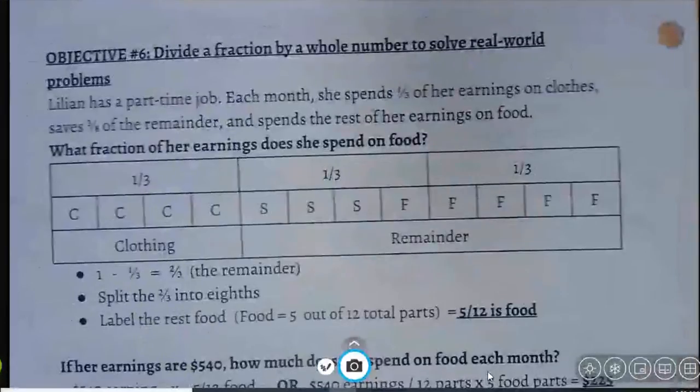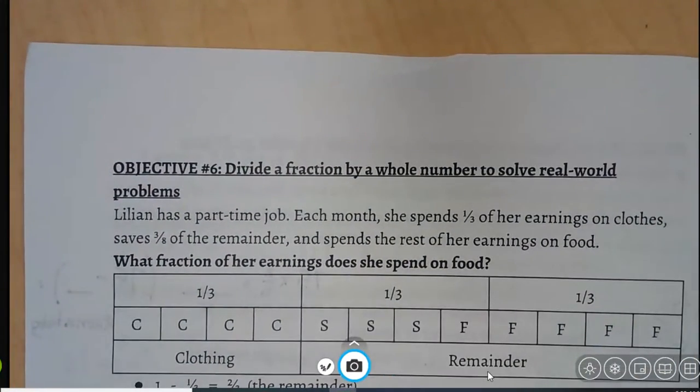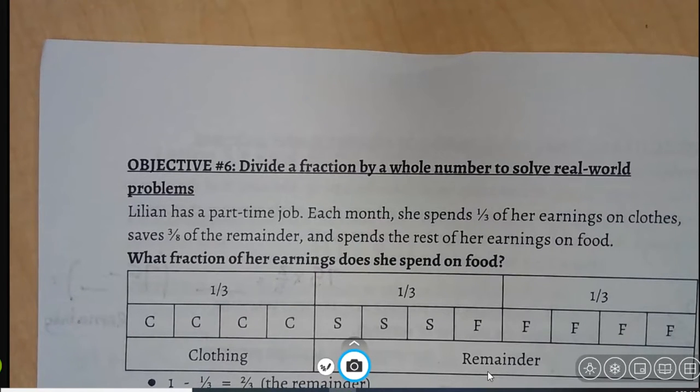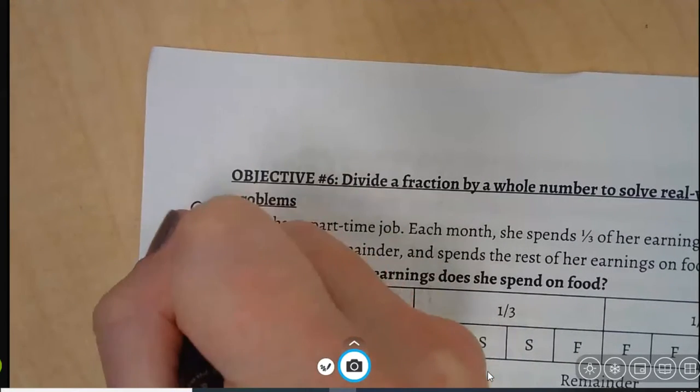And then we have divide a fraction by a whole number. So instead of having the whole number first, you would have the fraction first, but you'd still do the keep, change, flip. This is like number 8 on page 106.